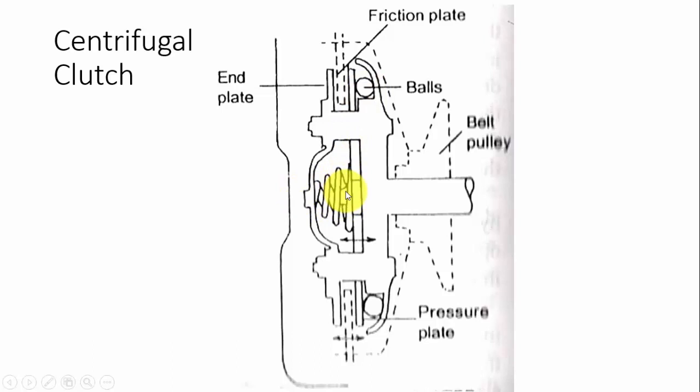So the spring will always keep the clutch in disengaged position. Whenever the engine is running at high speeds, the balls will move outwards and it will keep the clutch engaged. When the engine is running at high speeds, it will automatically be engaged, and no manual force or manual actuation is required to engage or disengage this type of clutch. This type of centrifugal clutch is used in old types of two-wheelers where there is no manual clutch and manual gear changing system.